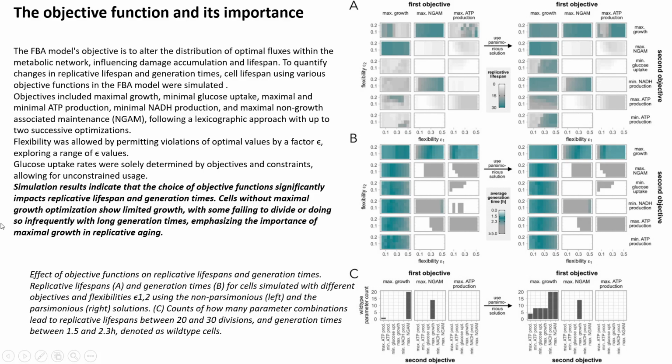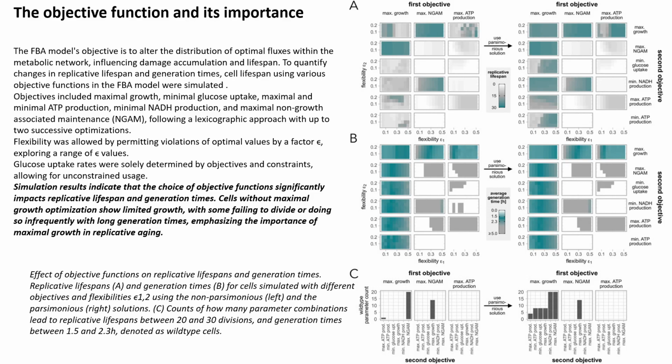Now, the simulation results indicate that the choice of the objective function significantly impacted replicative lifespan and generation times. Cells without maximal growth optimization showed limited growth, with some failing to divide or doing so infrequently with long generation times, emphasizing the importance of maximal growth in replicative aging. So if you are looking at replicative aging, maximizing the growth can be a very good optimization function. Depending on the scenario you're trying to model, your optimization function needs to be chosen.